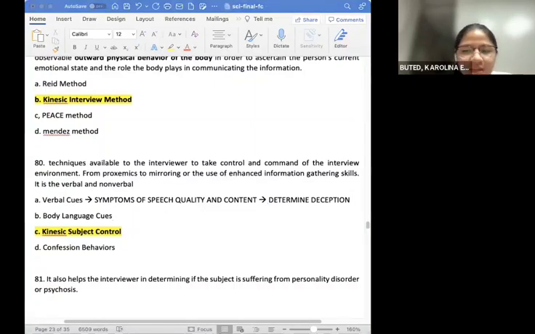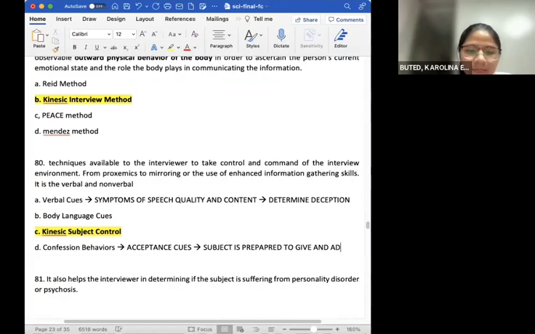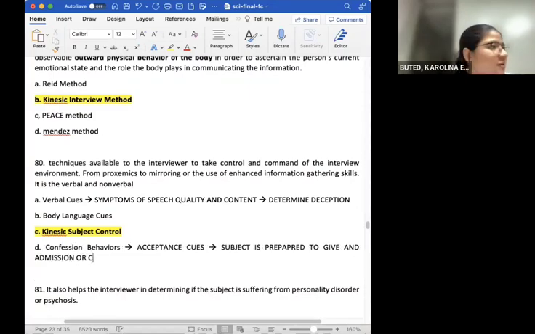Okay? Confession behavior naman, ano naman to? Ito ay tinatawag na acceptance cues. Okay? Acceptance cues. Okay? Kapag ang isang subject, when a subject is prepared to give an admission or confession.